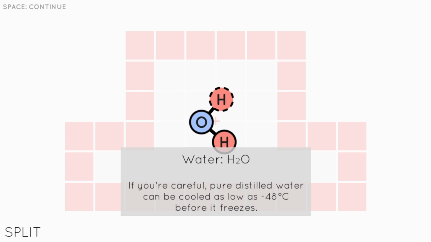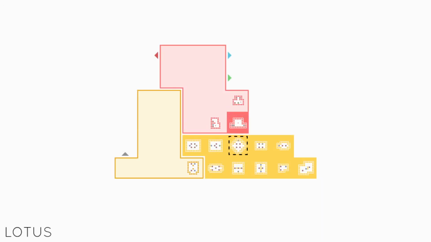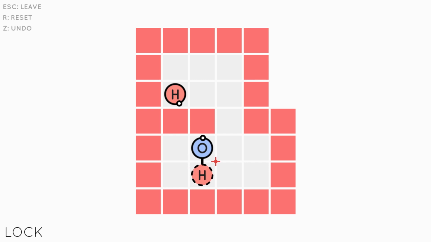If you're careful, pure distilled water can be cooled as low as minus 48 degrees Celsius before it freezes. Wow, did not know that. I believe it might be based on pressure, because the freezing and boiling points of water are actually not constant if your pressure is varied. Alright, lock. That's actually a more physics thing, but okay, lock.